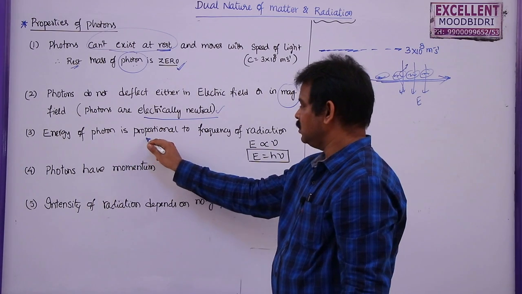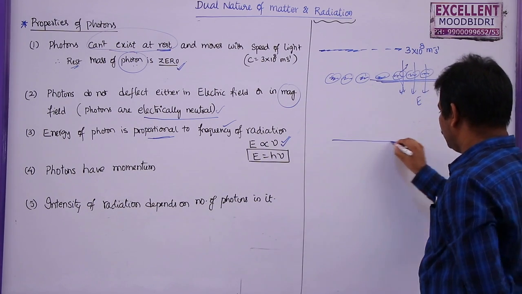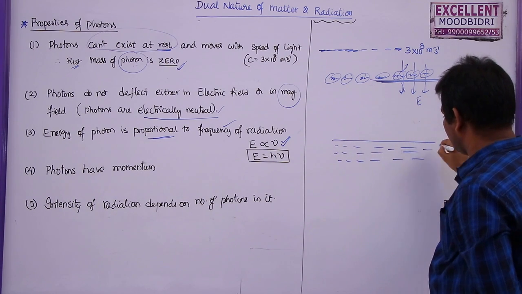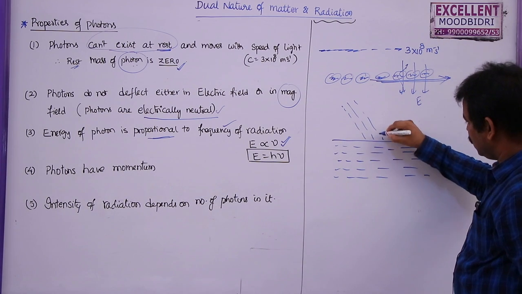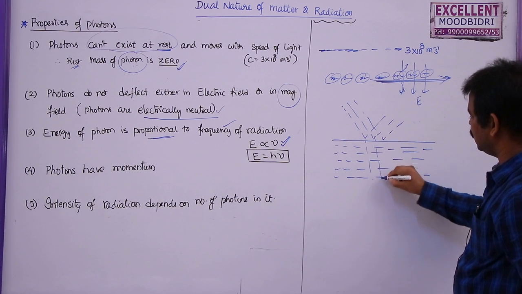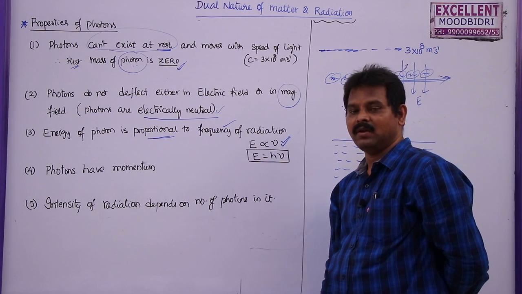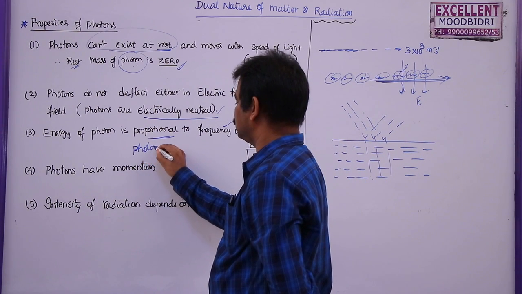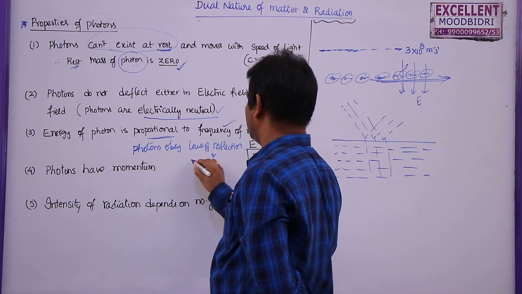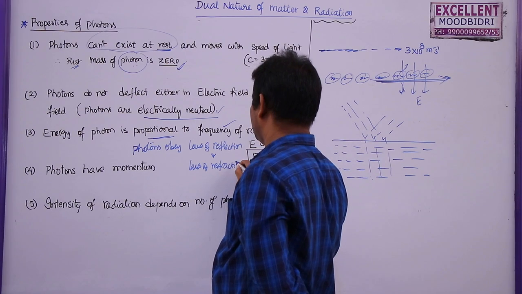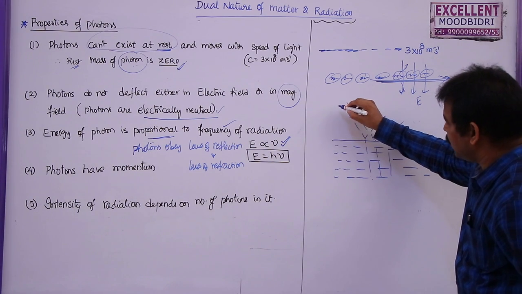Third one, energy of a photon is directly proportional to the frequency. So E is directly proportional to frequency nu, or E is equal to h nu. Suppose you take two different material mediums, and photons are incident on this one. Some of these photons will reflect and some will refract through the surface, just like in the case of light. That means the photons obey laws of reflection as well as laws of refraction.